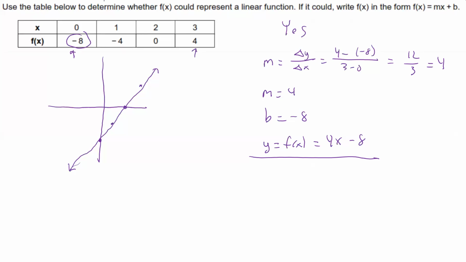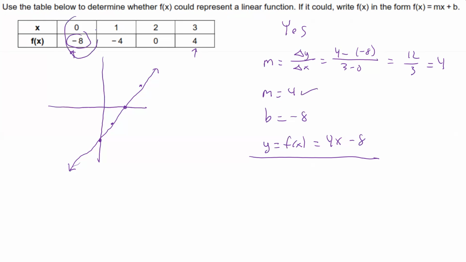Okay, again, assuming that everything in between follows the same path and format, that's what we're going to get for our answer. Now could we have used two other points? Yeah, we could have taken here negative 4 minus negative 8, and then 1 minus 0, and that would have got the same thing because we've still got 4 on the top and 1 on the bottom. This one here would have 2 minus 1 is 1, and this is going to be 0 minus negative 4 is 4. So 4 over 1 is going to be 4. It doesn't matter which one we do, we still get our slope is 4.